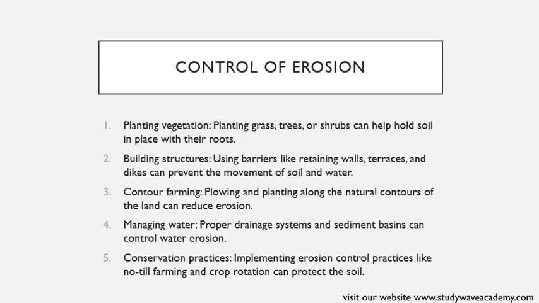Building structures. Using barriers like retaining walls, terraces, and dikes can prevent the movement of soil and water. Using barriers like walls or rocks to stop soil from moving. Contour farming. Plowing and planting along the natural contours of the land can reduce erosion. Planting crops in a special way on hills to prevent erosion.